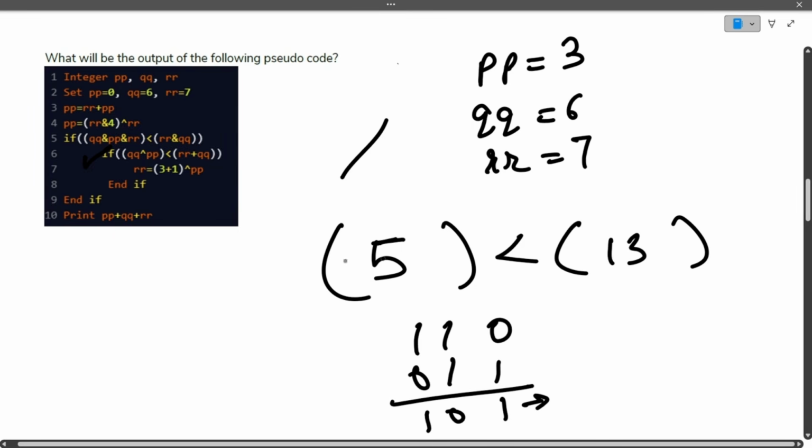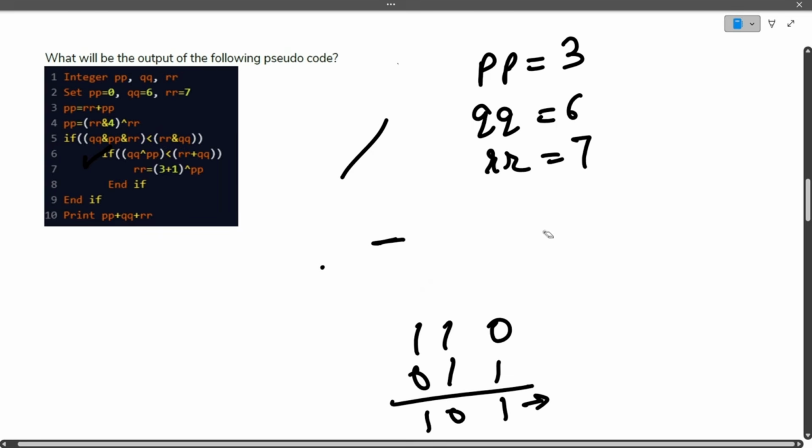Okay, so is 5 less than 13? Yes, 5 is less than 13. So then our RR will get updated to 3 plus 1 XOR PP.